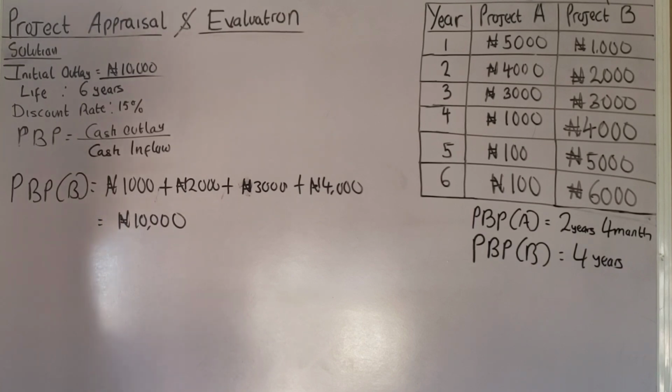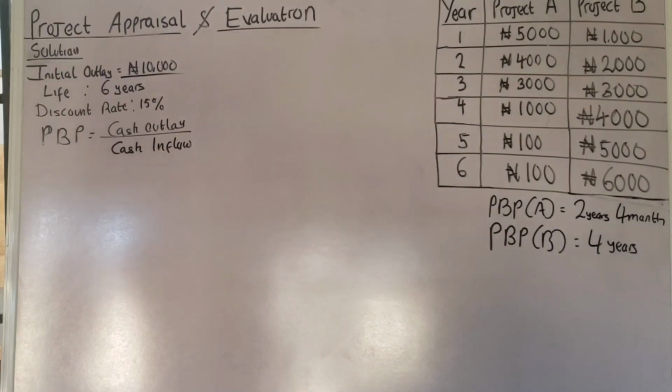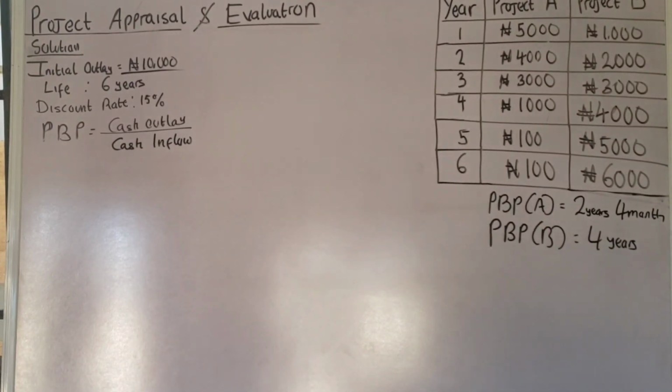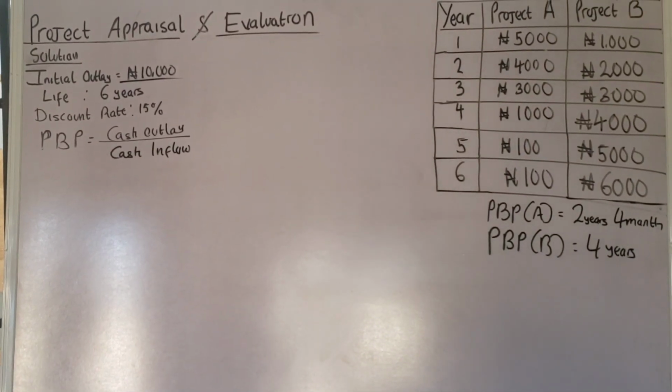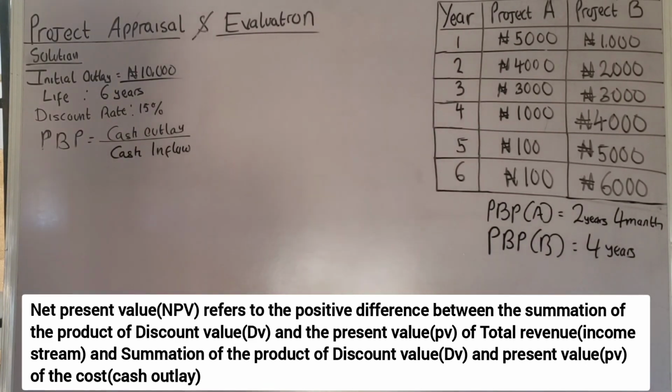Now, the next question says we should determine the net present value. Now, how do we calculate the NPV? NPV simply means net present value. Net present value refers to the positive difference between the sum of the discounted present value of revenue minus the sum of the discounted present value of the cost. You understand? Okay? I'm going to show you the mathematical expression of the net present value.